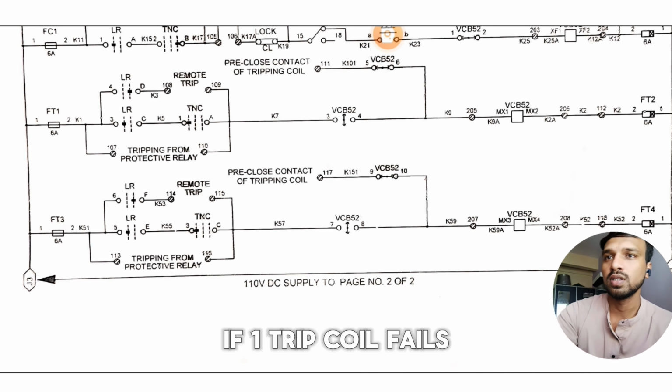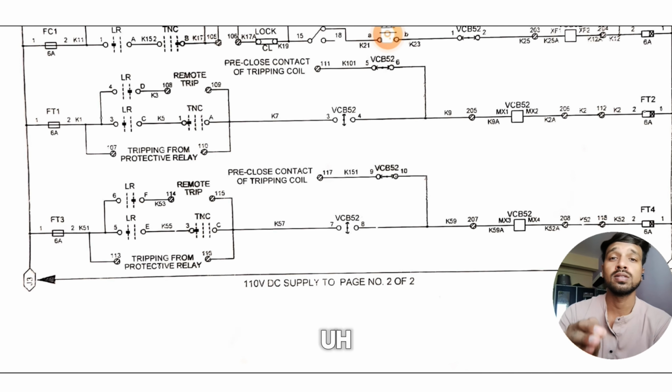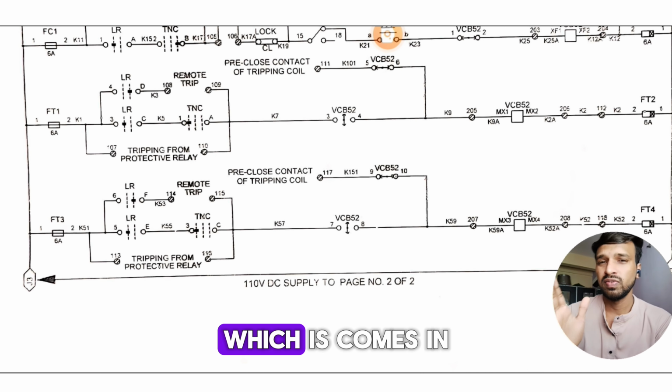Okay, if one trip coil fails, then the second coil comes into the picture.